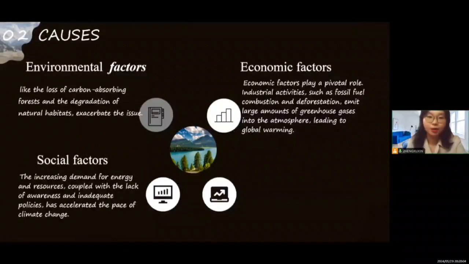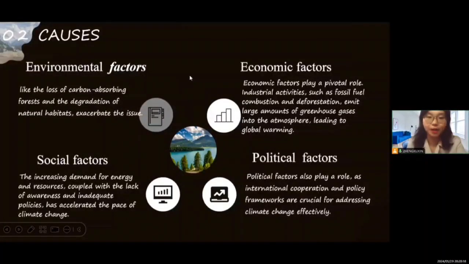Social factors also contribute to this problem. The increasing demand for energy and resources, coupled with the lack of awareness and inadequate policies, has accelerated the pace of climate change. The last one, political factors, also play an important role, as international cooperation and policy frameworks are crucial for addressing climate change effectively.